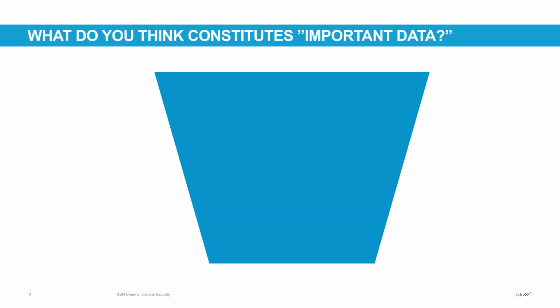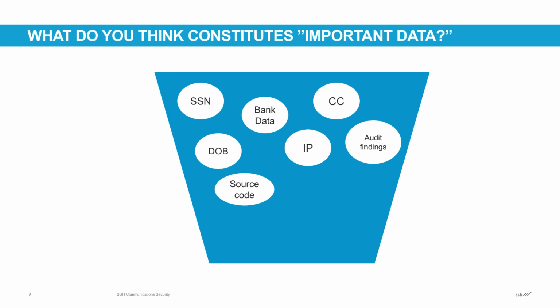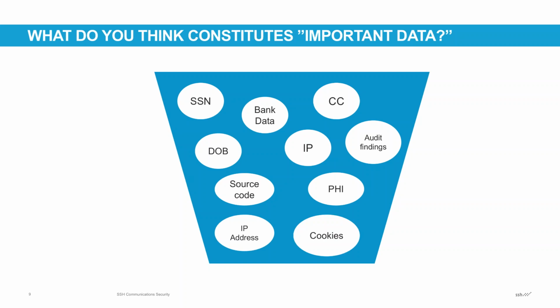So what constitutes important data? As I mentioned earlier, it's everything you can think of, and some of the things that were in the polling question plus some: social security numbers, bank data, credit card numbers, date of birth, intellectual property, audit findings, source code, PHI or ePHI for protected health information. And thank you, GDPR, we included now IP addresses as well as cookies. So everything is important, and we need to make sure that everything is protected.